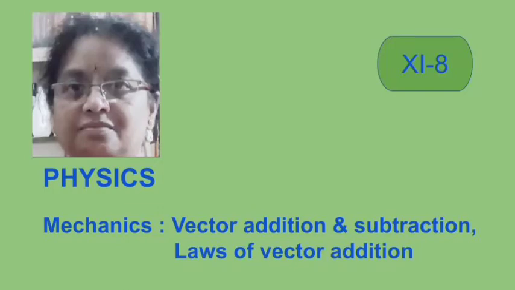Students, in the previous lesson of scalars and vectors, we learned multiplication of a vector by a real number. Now we will learn another operation of vector algebra, vector addition. As you know, a vector has a direction along with magnitude. So addition of two vectors is not as simple as addition of two numbers.